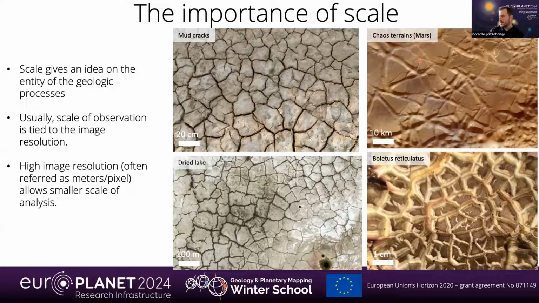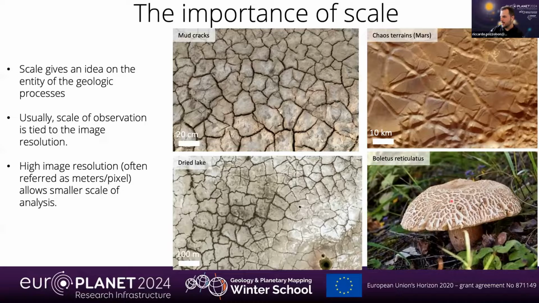This is a chaotic terrain on Mars. These are 10 kilometers. And this is a Buletus reticulatus. This is a mushroom, you see? So you see how the convergence of morphology doesn't imply that the process of formation and the scale of the process of formation are similar. So we need to pay attention to this concept. We need to know the scale before starting interpreting.